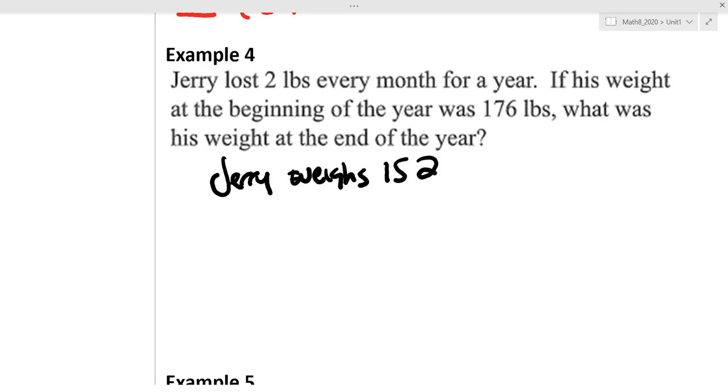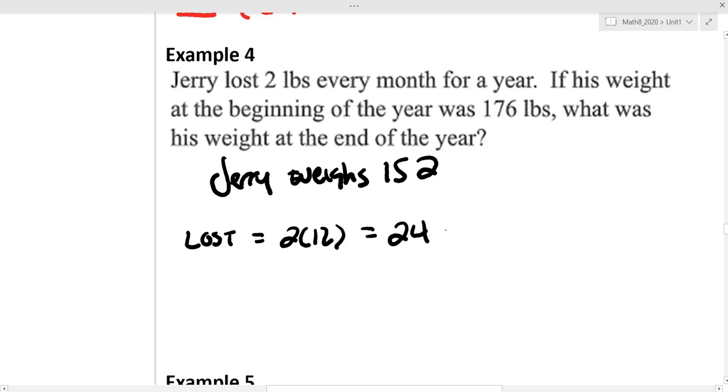So yes, Lachlan, what's the math behind this? So if you lost 2 pounds per month, you basically just times 2 by 12. So you go 2 times 12, which is 24. 24 pounds. And then you subtract 24 from what you started. 176. Yeah, so 176 minus 24. And yes, Nate's 100% correct, but he needs to be able to show his math.